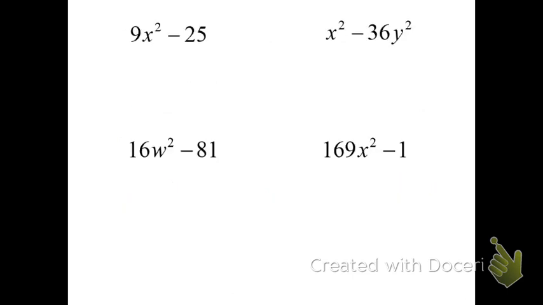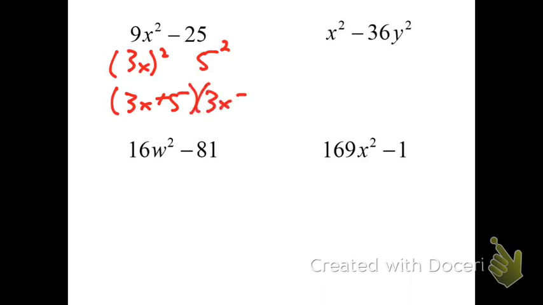Let me change the color a little bit here. So, this is the square of 3x. This is the square of 5. So it'll be 3x plus 5 and 3x minus 5. Now, it doesn't matter if the plus comes first or the minus comes first. All you have to know is that there's a plus in one and a minus in the other.